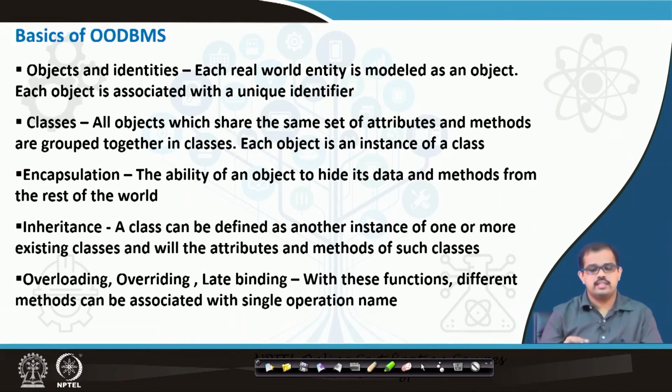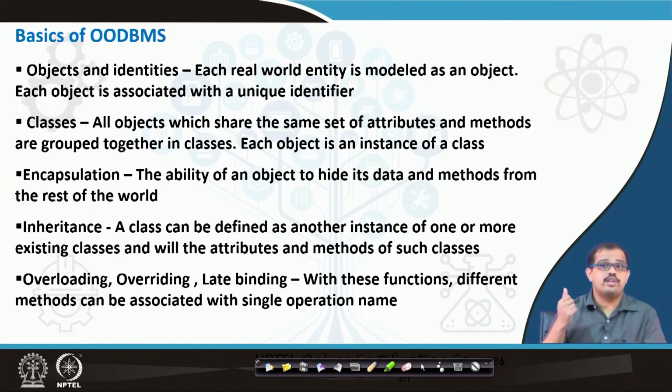Each object is an instance of a class. Then the ability of an object to hide its data and methods from the rest of the world is done using encapsulation in object oriented database management systems.